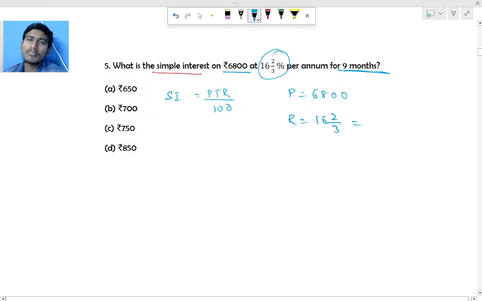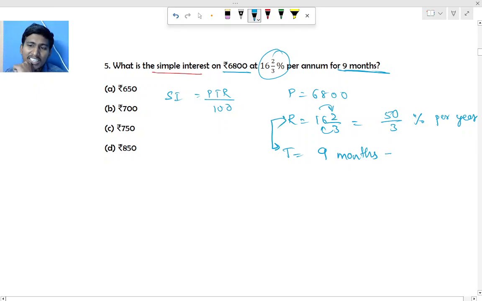Change it into an improper fraction. 3 16s are 48. 48 plus 2 is 50 by 3%. Next, time is 9 months. We know here the rate is per annum, per year. So I told you both rate of interest and time should be in the same unit. So 9 months means how many years? In 1 year 12 months will be there. Now it will become years, so 9 divided by 12 year.